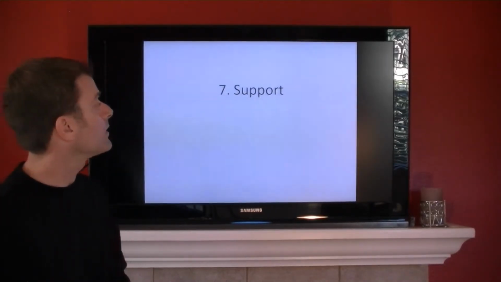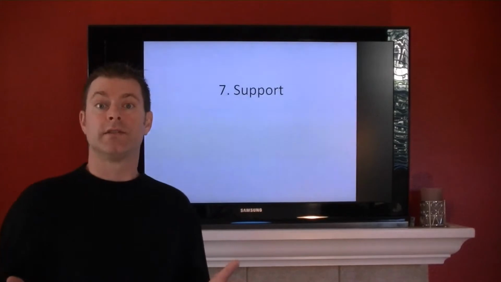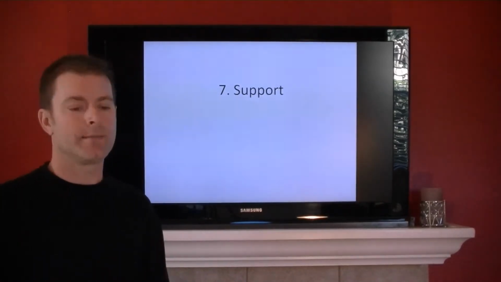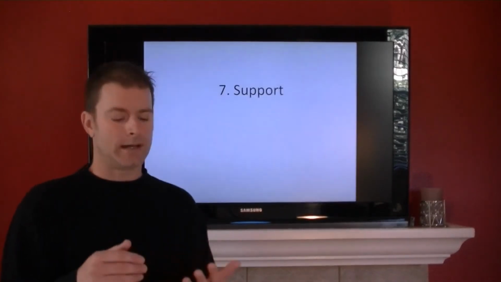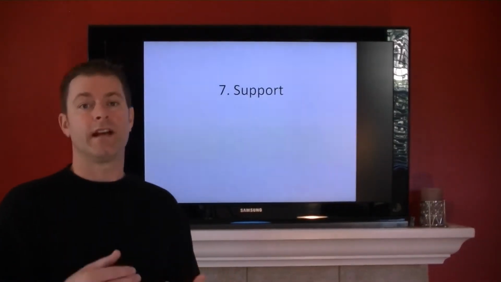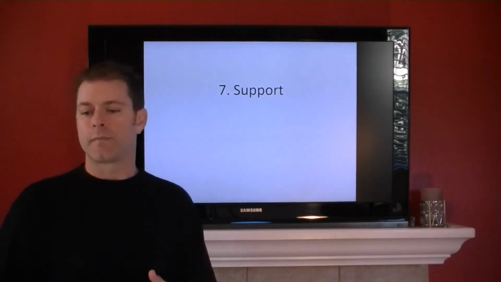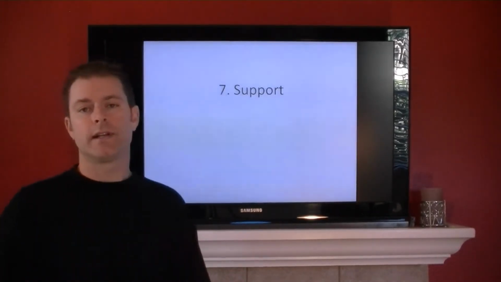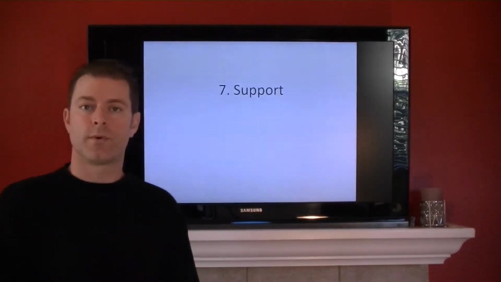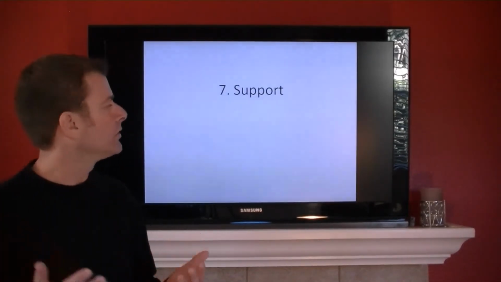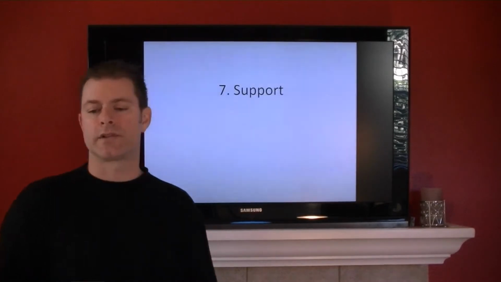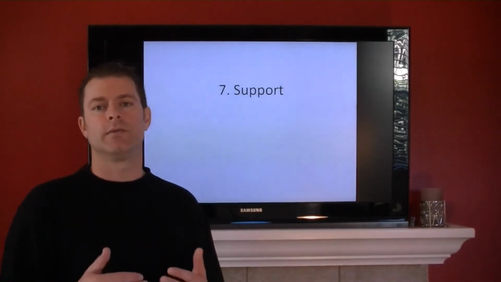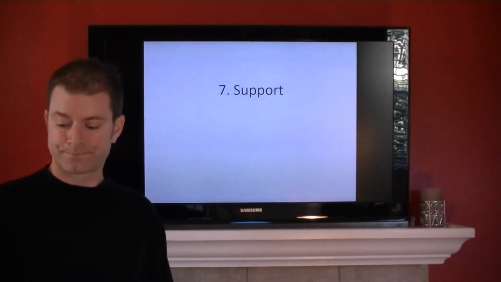Number seven, support. Does the website include any support at all? And if so, how is the support provided? Are they providing it via email, via phone, via help desk, or by online support? Typically, if you're getting phone support, then that will usually have a higher cost, whereas if there's online or email support only, or only help pages, that typically will result in a lower cost.